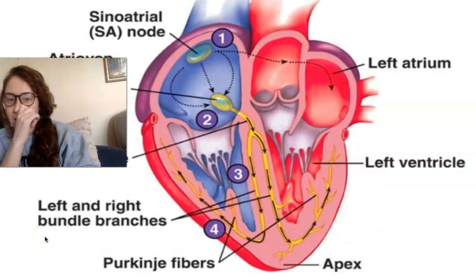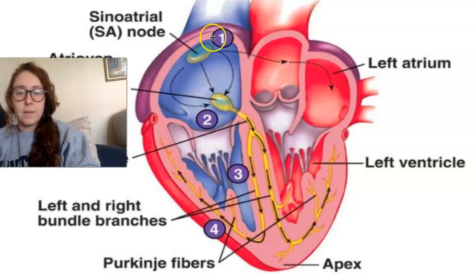Okay, so we're going to take a closer look at that. SA node, again, step 1, the pacemaker sends out the signal, causes the atria to contract. The AV node picks up that signal and sends it down this pathway, and that causes the ventricles to contract and push that blood out to the body or to the lungs, depending on which side of the pump it is on.